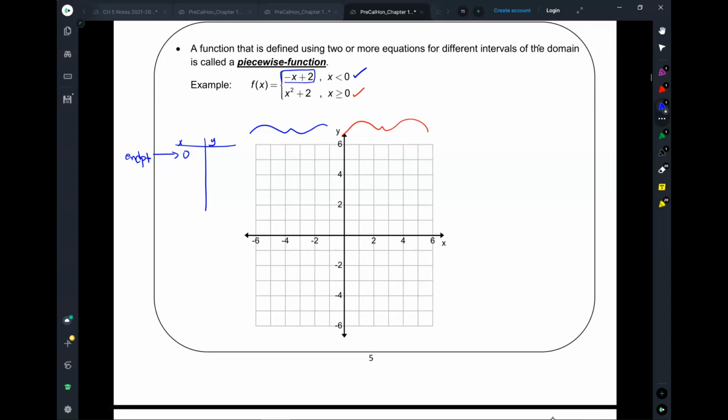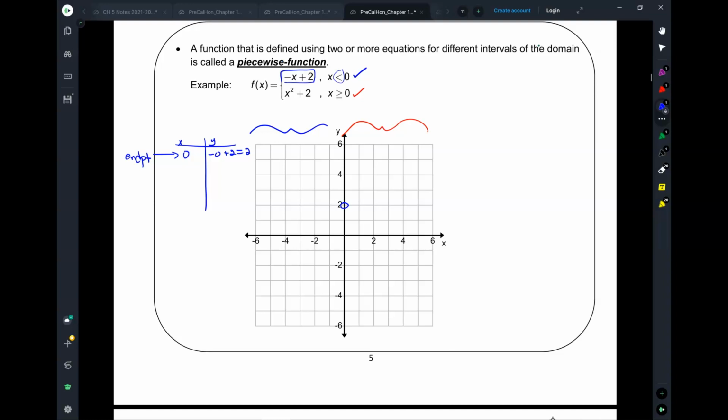When x is 0, I plug it into that blue equation. I get negative 0 plus 2, 2. So when x is 0, y is 2. And because at that partition I have an open circle, I put an open circle there. So far, so good, right? Pretty innocent. And it stays that way, really.